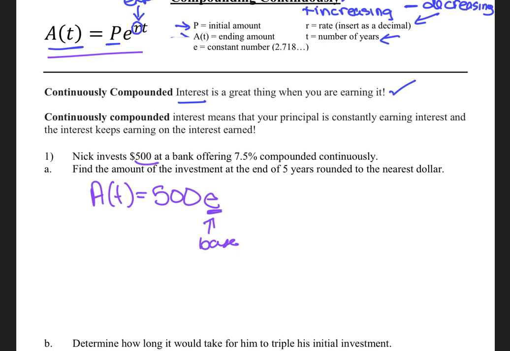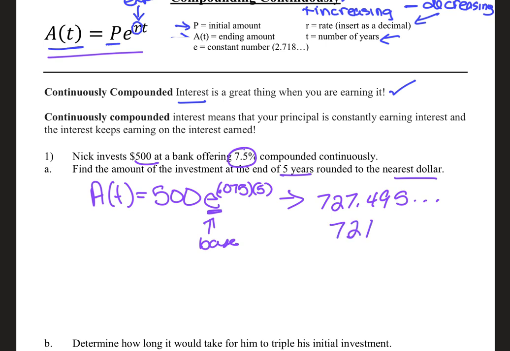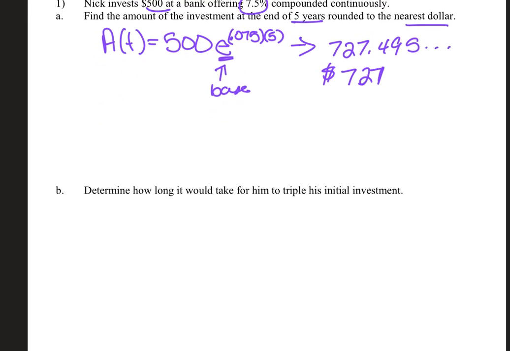When you're at a bank and you're earning interest, that rate is positive. So you take that, divide it by 100, so you get 0.075. And then T is the number of years, so we multiply this times 5, because we're talking 5 years here. Put this in your calculator, and you get $727.495, blah, blah. They said to the nearest dollar, so $727. After 5 years, you earned approximately 230 more dollars. It's pretty good for not doing anything.